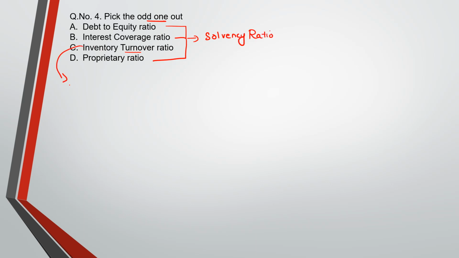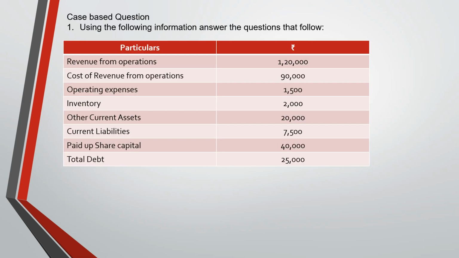This C is only turnover or activity ratio. And therefore, the right answer, the odd one out here, is option C, which is the inventory turnover ratio. So, hope that is clear. Now, moving on, we'll do a case-based question.